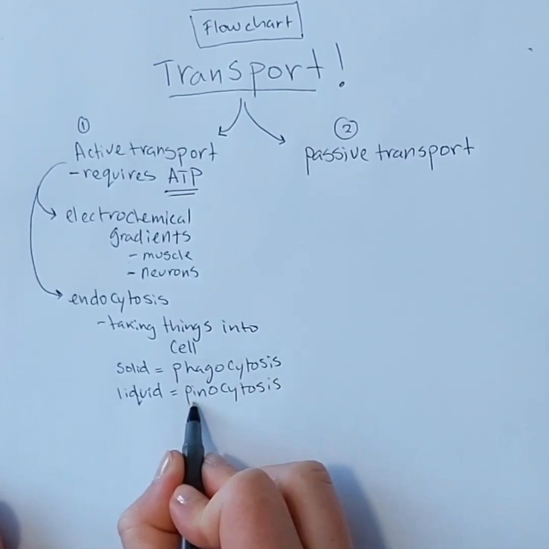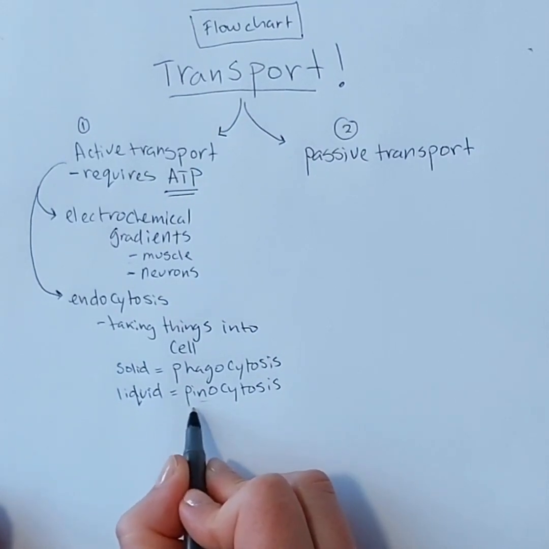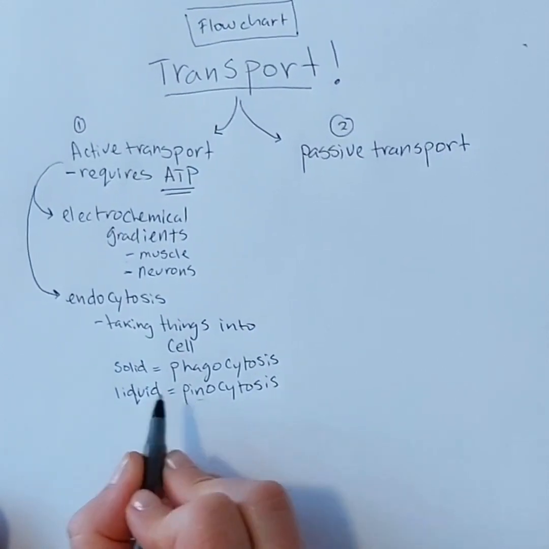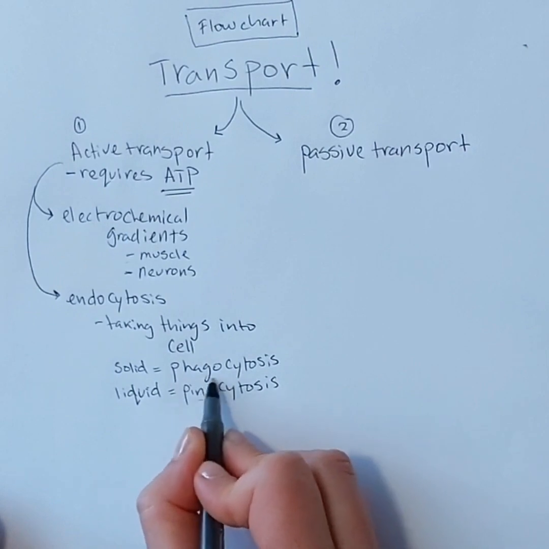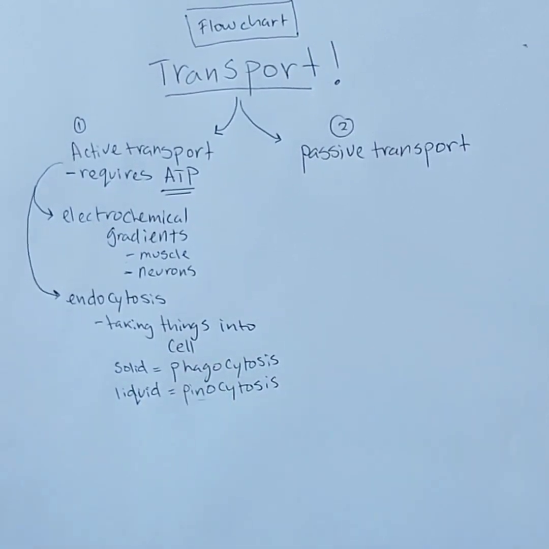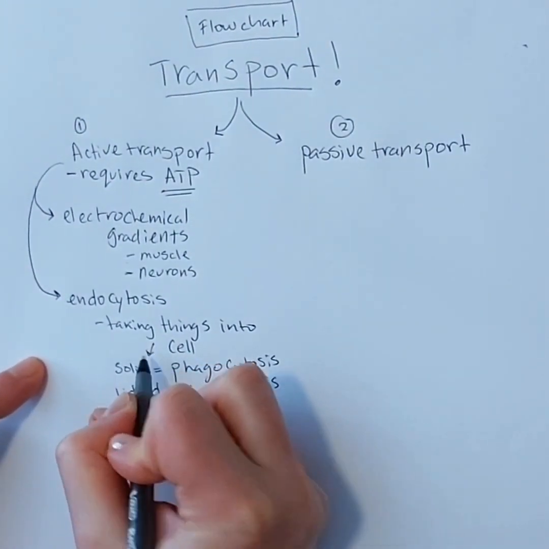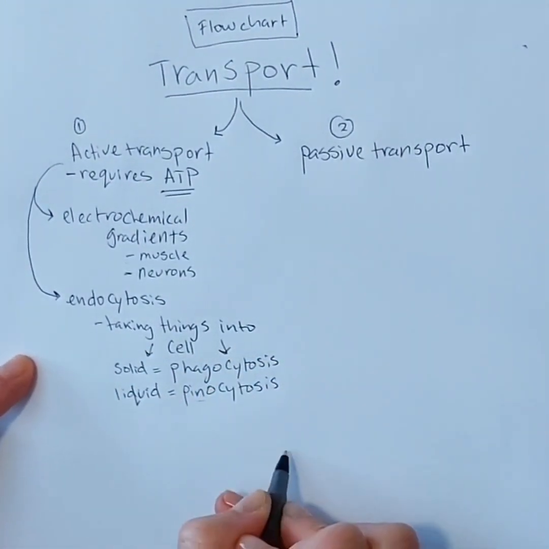I remember pinocytosis is liquid because Pinot is a type of wine and you drink it. Solids is phagocytosis. This refers to engulfing something, so you're engulfing something into your cell. But both of those are your two types of taking things into the cell.